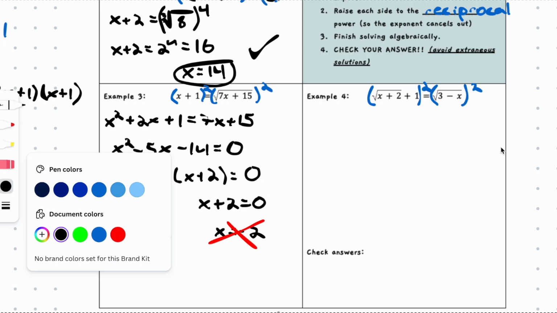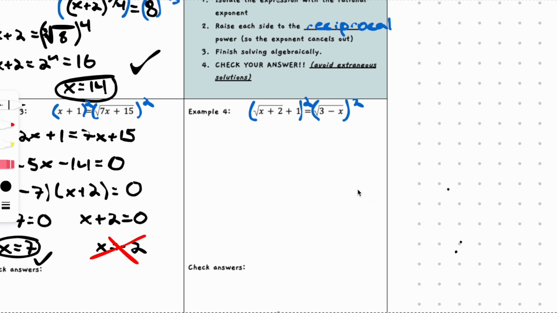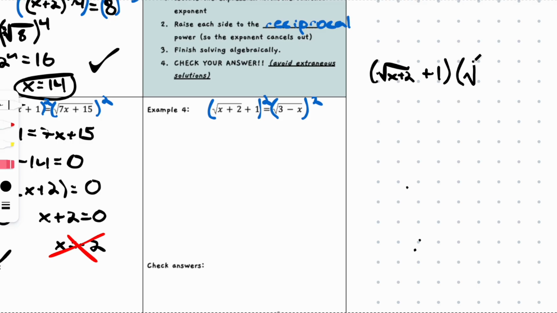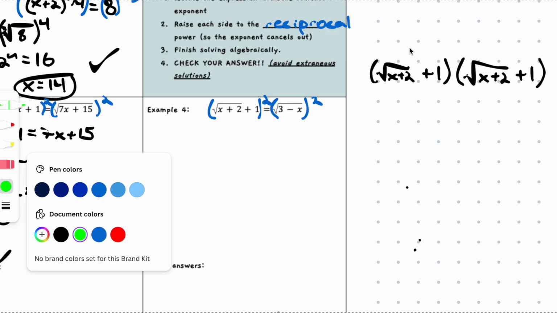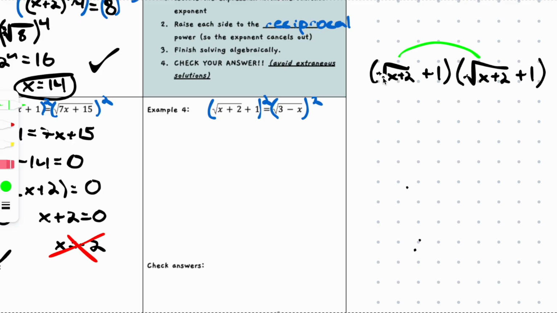And so actually I'll write this out. We have to say root x plus 2 plus 1 times root x plus 2 plus 1. And so this is our left side squared. So when we multiply these two, we just get root x plus 2 times root x plus 2. The roots cancel out, so we get x plus 2.